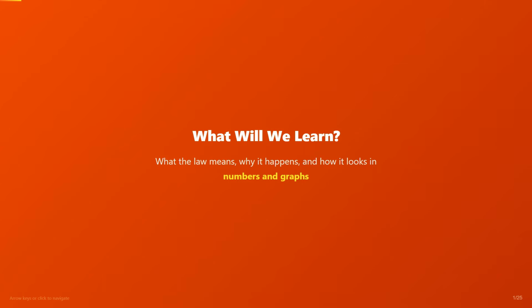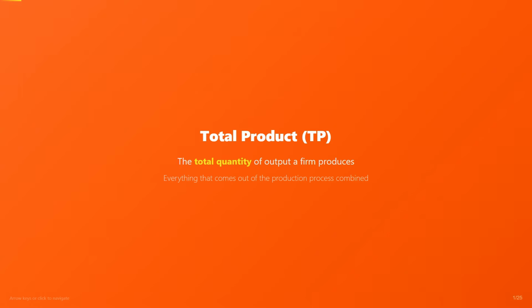What is total product? Let's start at the beginning. Total product, which we denote as TP from the words total product, is simply the total quantity of output that a firm produces. It's everything combined. For example, if we have an orange orchard with 3 workers, and together they produce 2,600 kilograms of oranges, then the total product is 2,600 kilograms. Everything that comes out of the production process together, that's the total product.